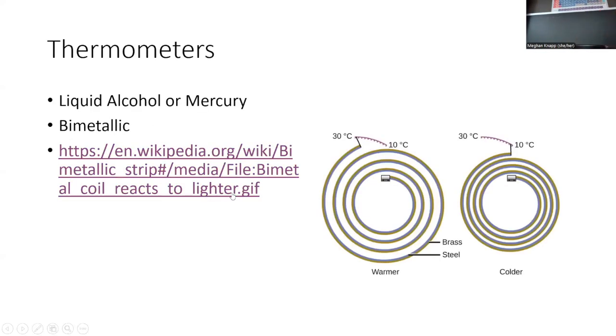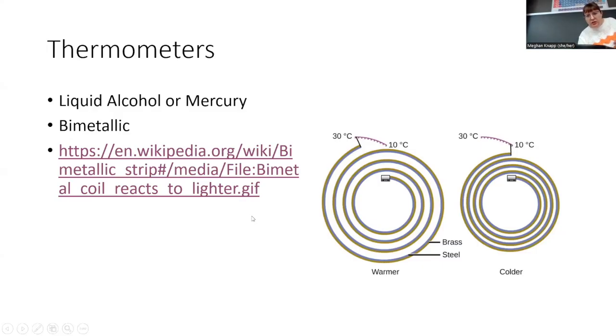Now we're going to focus mostly on thermal energy. So we have to measure that with thermometers. I understand that in lab, you guys at the beginning of the semester used the thermometers that had the red liquid in it, so you could measure things. Those are alcohol thermometers.